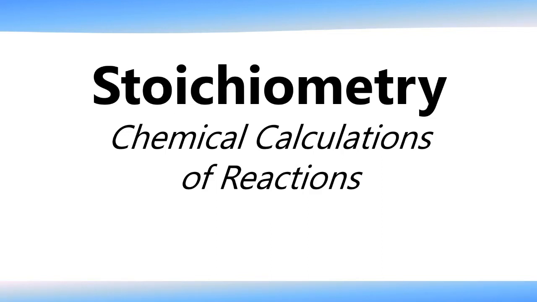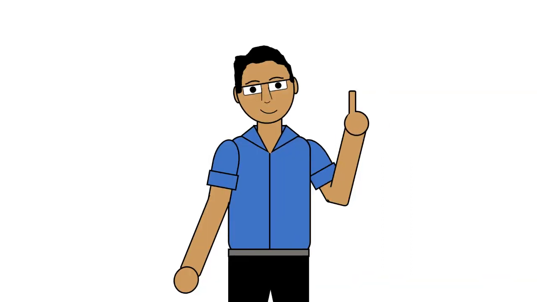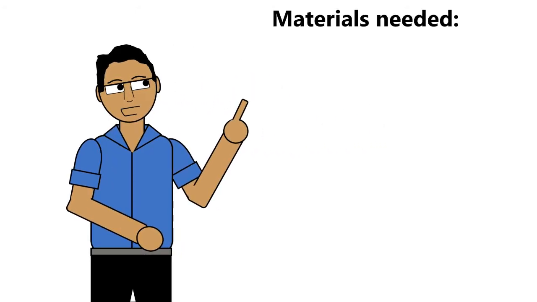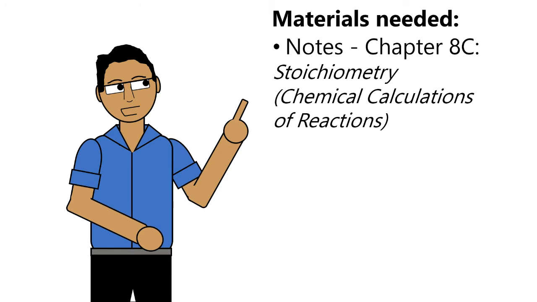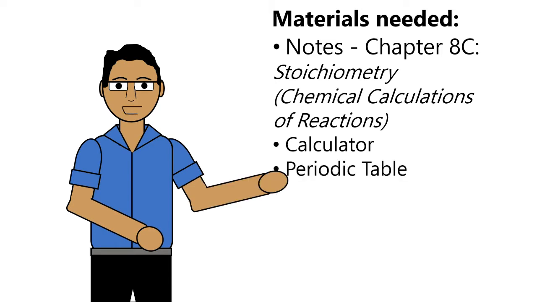Stoichiometry, chemical calculations of reactions. Hello class, before we begin, please ensure that you have the following relevant materials. Okay, you will need Notes Chapter C, Stoichiometry, chemical calculations of reactions, a calculator, and the periodic table.